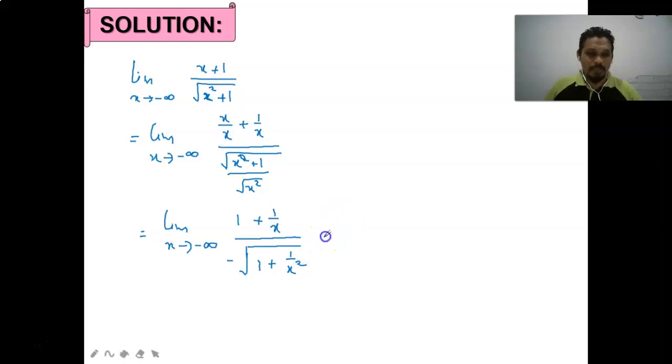So now 1 plus, with x getting smaller and smaller, negative 10, negative 100, negative 1,000, all of that approaches 0 here, and also approaches 0 here. So 1 plus 0 divided by the negative square root of 1 plus 0 equals negative 1.